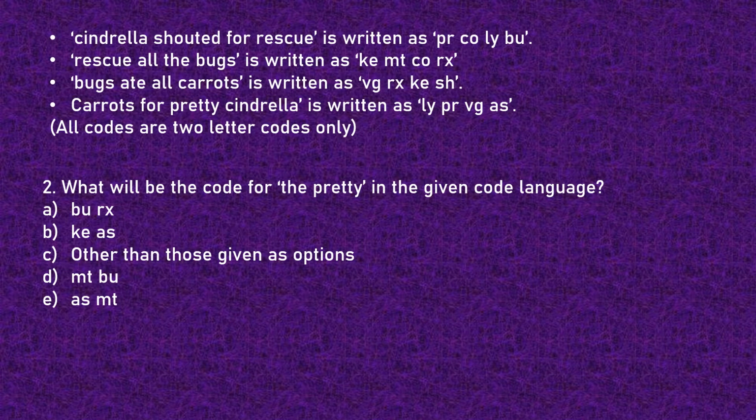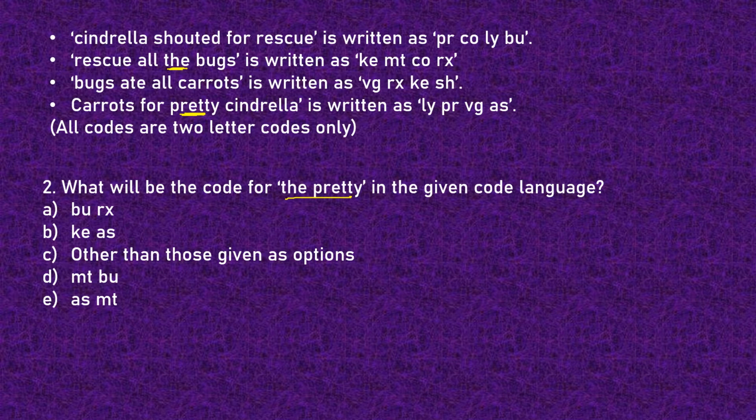Now, in the second question, the question is what will be the code for the and pretty in the given code language. Now we have been given two words and we have to find out the code for these two words. So for finding the code, let us first find out the words where they are. So this is the word pretty for which we are supposed to find out the code, and this is the word the for which again we have to find out the code. So let us first find the code for pretty.